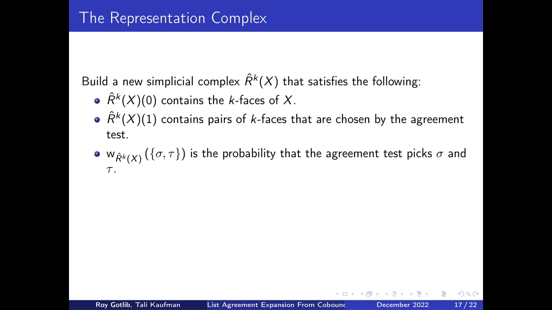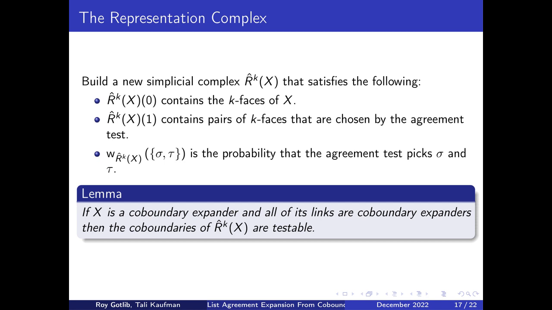the agreement test. Its vertices, or 0-faces, are going to be the K-faces of the original complex. Its edges are going to contain pairs of faces that are chosen by the agreement test, or in our specific case, 2K faces that intersect each other on K vertices. And the weight we're going to put on the edges is the probability that the agreement test picks those 2 faces. Higher dimensional faces would be defined so that these would be the weights.